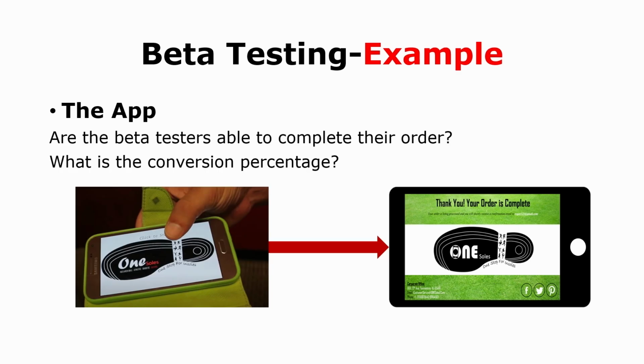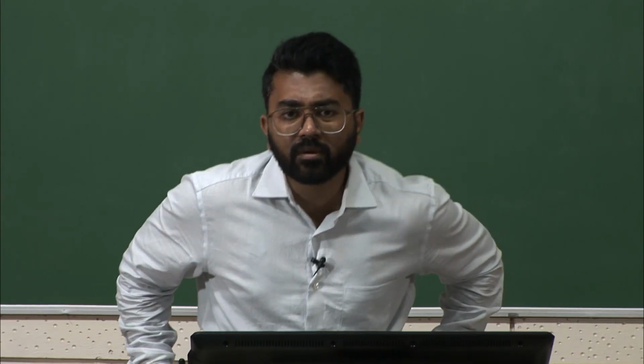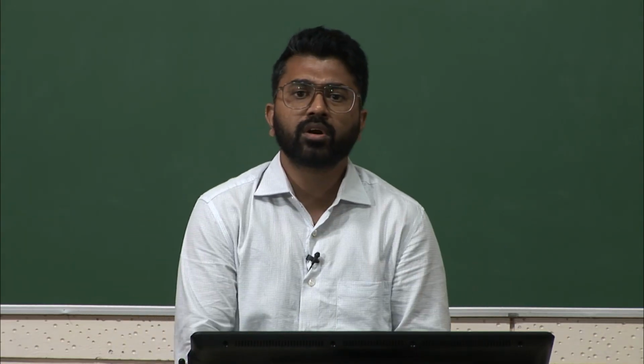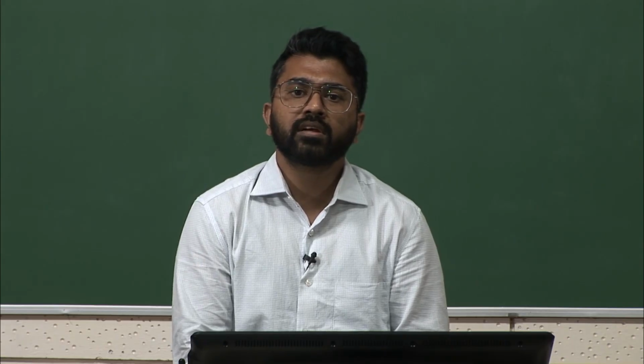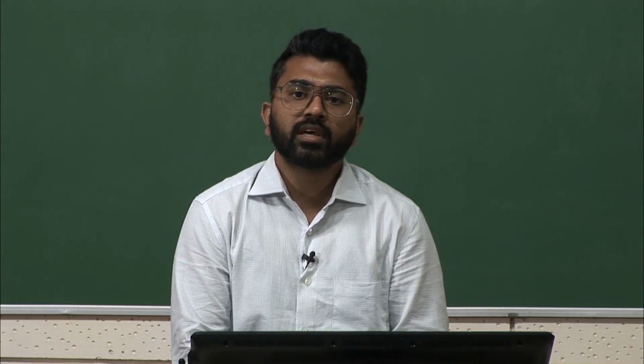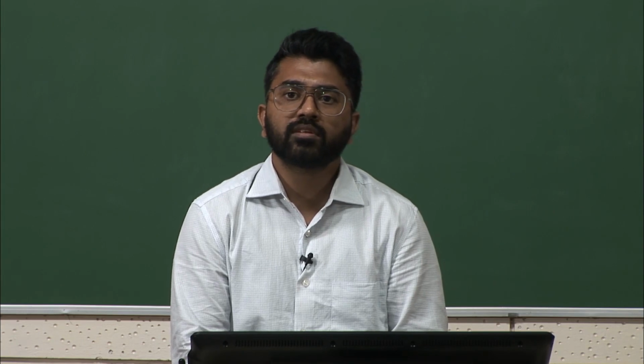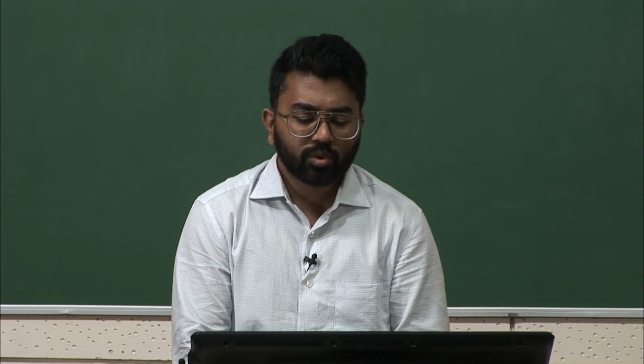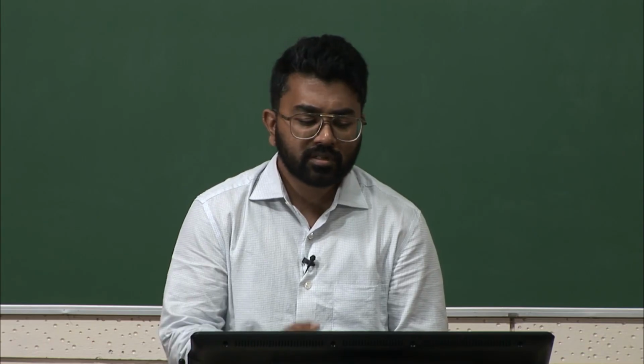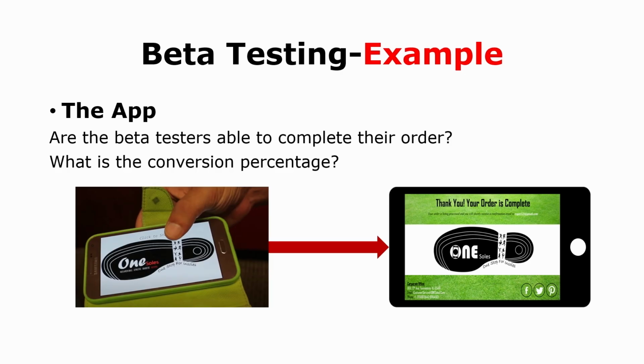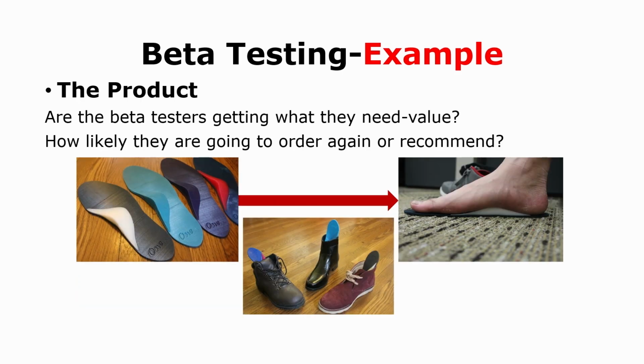An example with the beta testing is this app with the OneSoles, where the question was, were the beta testers able to complete this order? What is the conversion percentage? So one of the key tasks which we were trying to accomplish is, if somebody is using this app, are they able to complete the order? And this involves not only having the usage of the app, but as well as selecting the right insoles and the insoles getting delivered, right? So we found out certain percentages of people who were completely able to order and they did not get lost here and there, and that means our app is doing well and so forth, right?